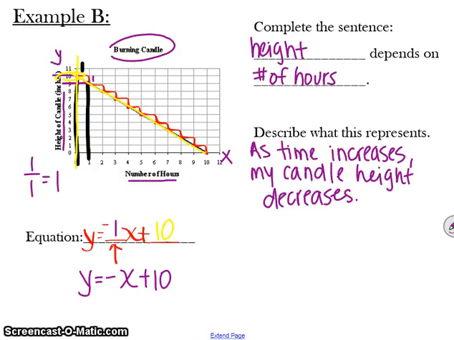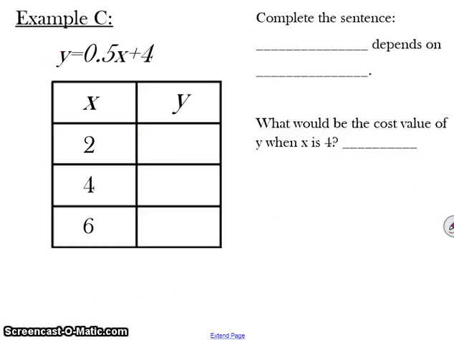If you flip your paper over, you'll be on example C. Now in this one, it gives me the equation. I have to create the table and then complete the sentence, and then what would be the cost value of y when x is 4. So it gives me this equation, y is equal to 0.5x plus 4. Well, I know from yesterday, all I have to do is plug in my 2 to my x. So I'm going to start off by writing my equation.